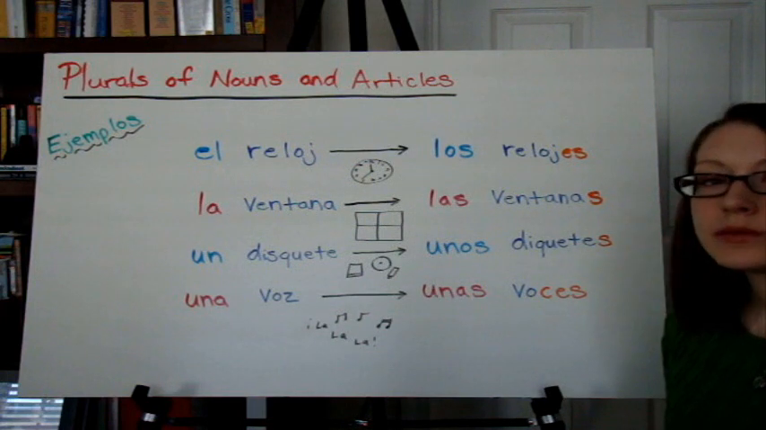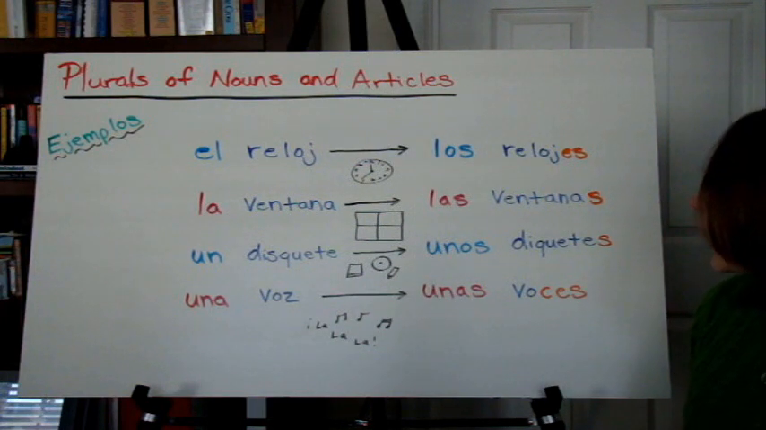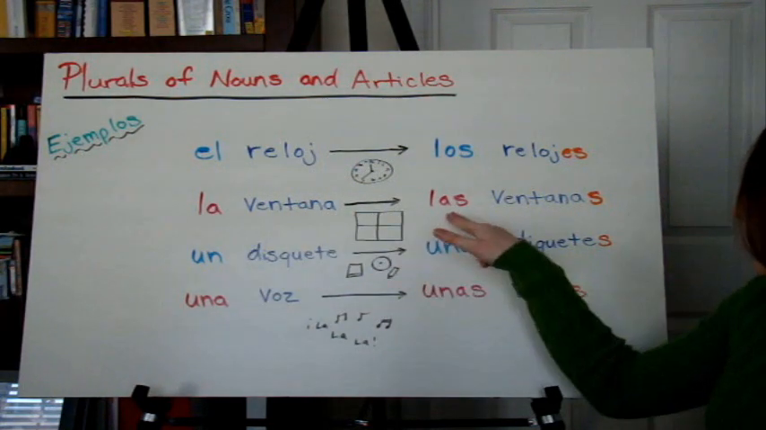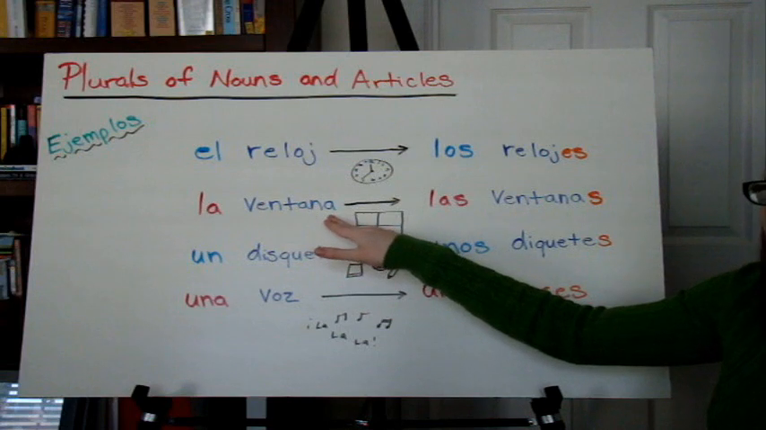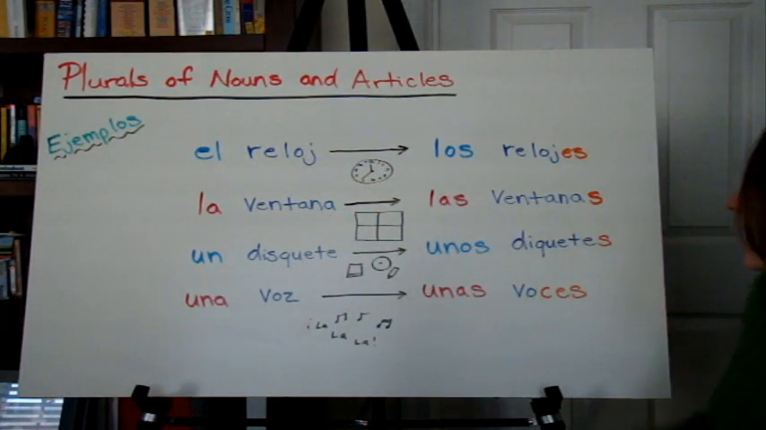La ventana, which is the window. If we have multiple windows, we would say las ventanas. La changes to las, and this is a vowel, so we put just simply an S on the end.